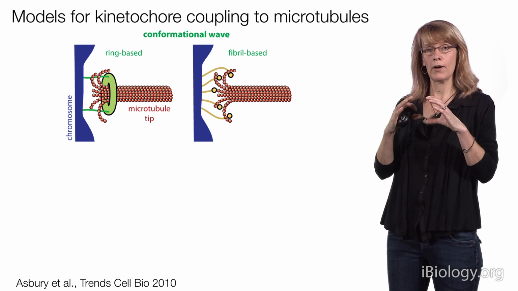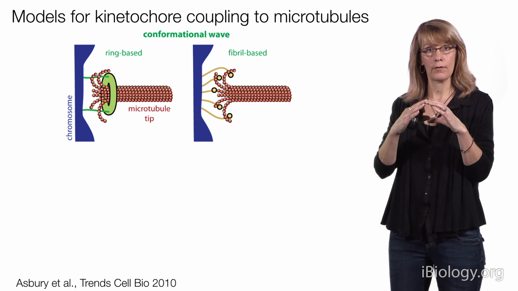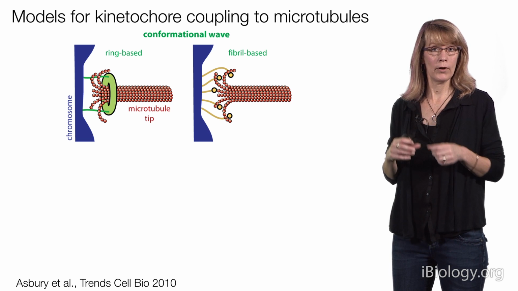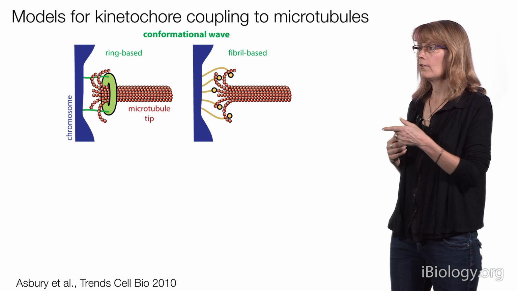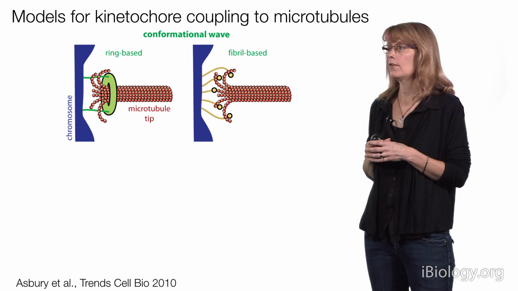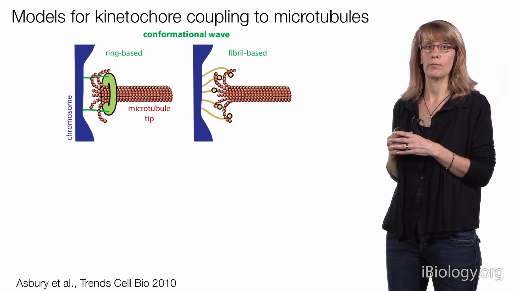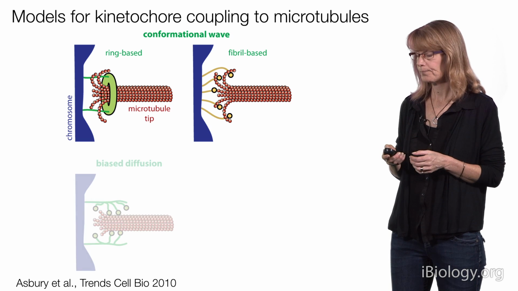One is a ring model, where a part of the kinetochore forms a ring around the microtubule, and there's evidence in budding yeast that the DAM1 complex does form a ring. There's also a fibril-based mechanism, where individual components of the kinetochore can attach to the microtubule tip and then maintain an attachment through this conformational wave.